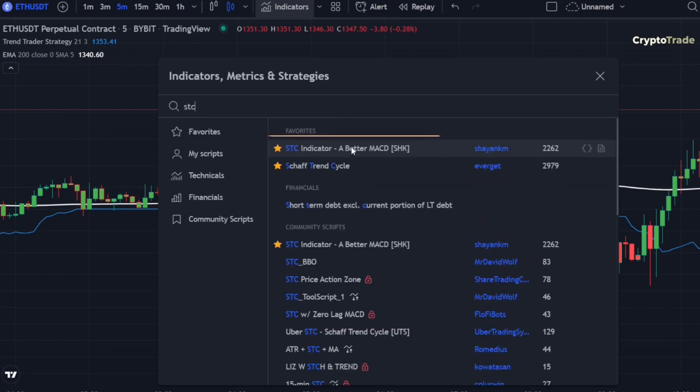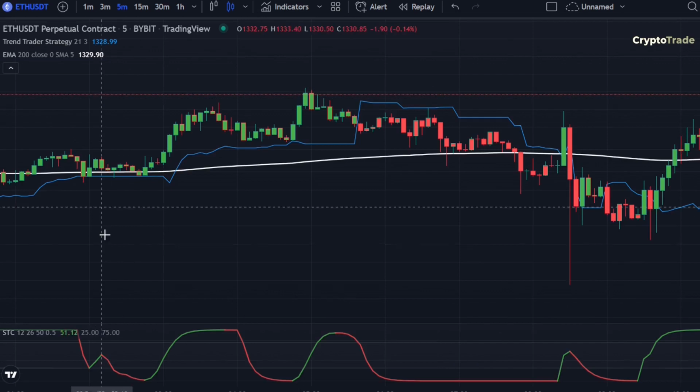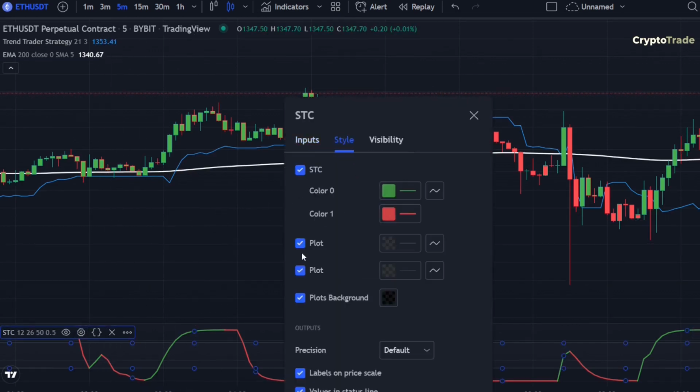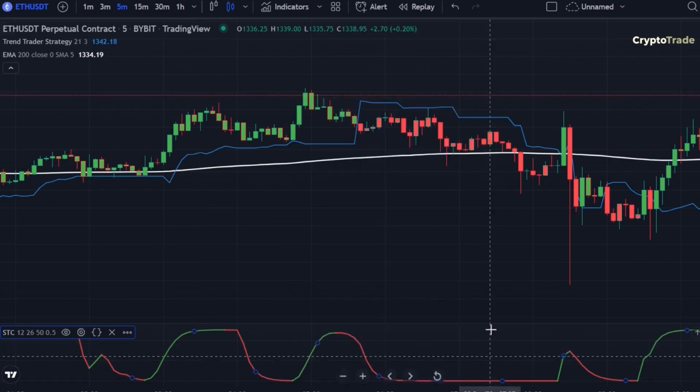To add the third and last indicator to the chart, open the indicator search bar in TradingView and type STC. Select this indicator, as shown here in the video. Go to Settings and in the Style tab uncheck these three checkboxes. Click OK to finish. Setup is now complete.